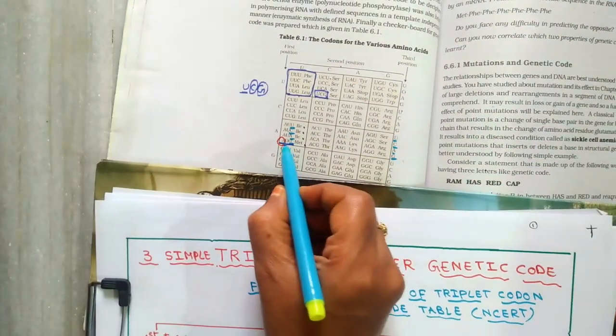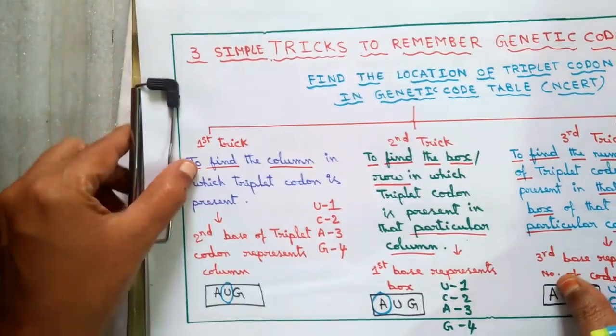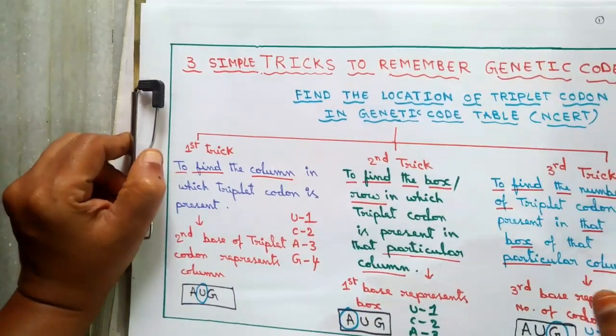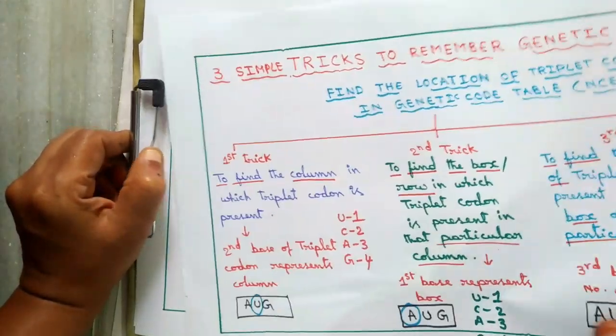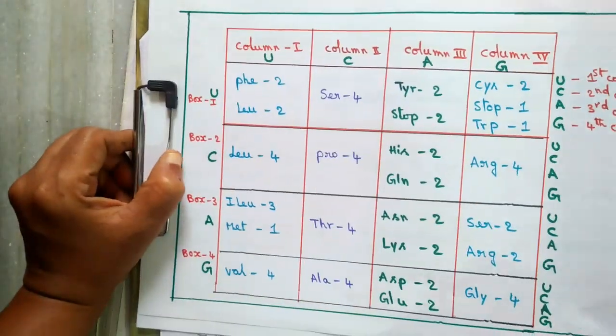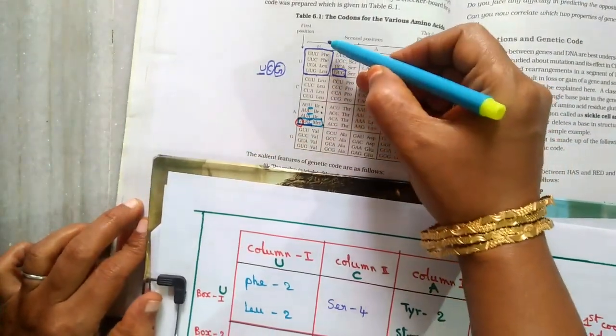So AUG codes for what? Methionine. AUG codes for methionine. To locate these triplet codons, I explained three tricks. Now after locating the triplet codon present in the genetic code table, we have to translate it. How can we translate? To translate it, we need to find the amino acids. So observe the first column of this genetic code table.